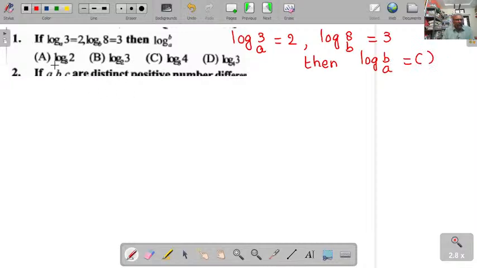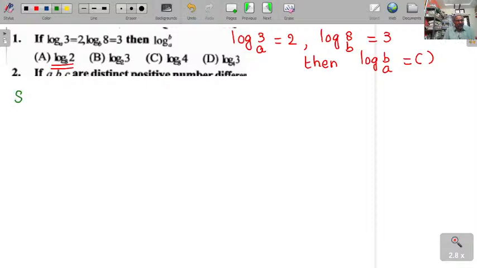The options are: A, log 2 to the base 5; B, log 3 to the base 2; C, log 4 to the base 3; D, log 3 to the base 5. So we need to find out. So what kind of strategy we need to follow here? First consider log 3 to the base a is equal to 2.